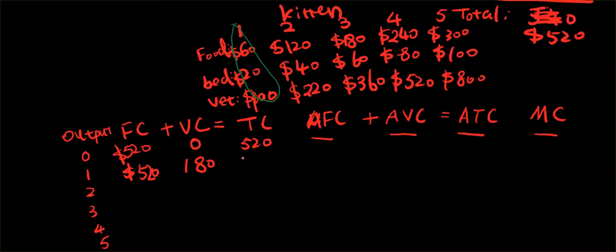So we will get $700, and the average fixed cost equals the fixed cost divided by the output. So we will have $520. And the average variable cost equals the total variable cost divided by the output, divided by 1, and we have $180. The average total cost equals 520 plus 180, you got $700. And for the marginal cost, before the total cost is 520, but now it's 700. So increasing 1 output, our total cost increased by $180. So that is marginal cost.